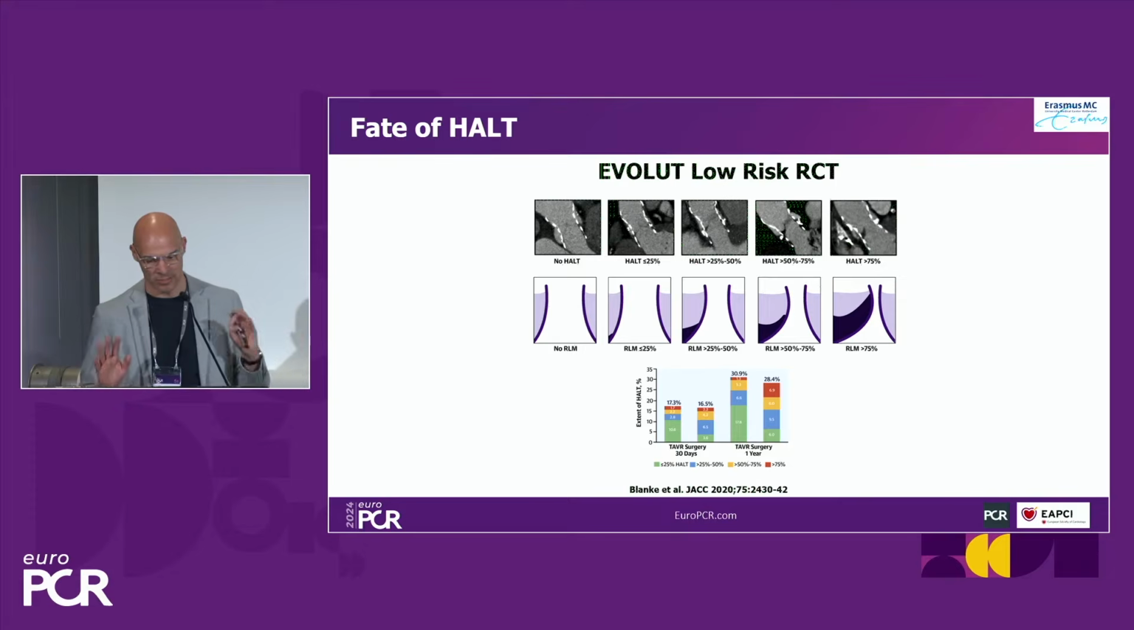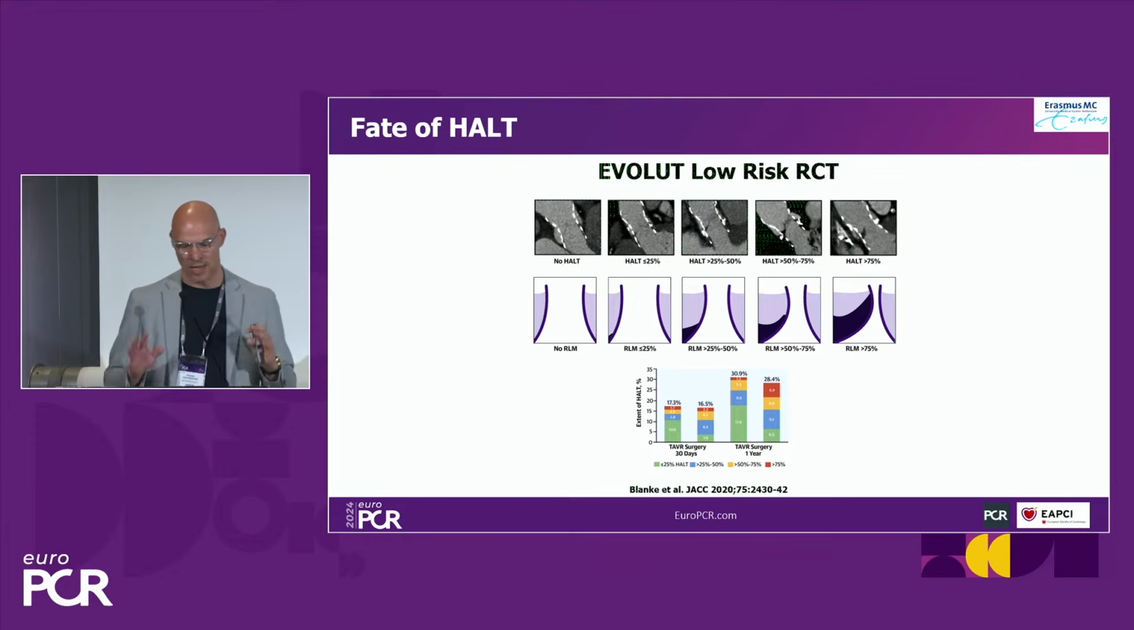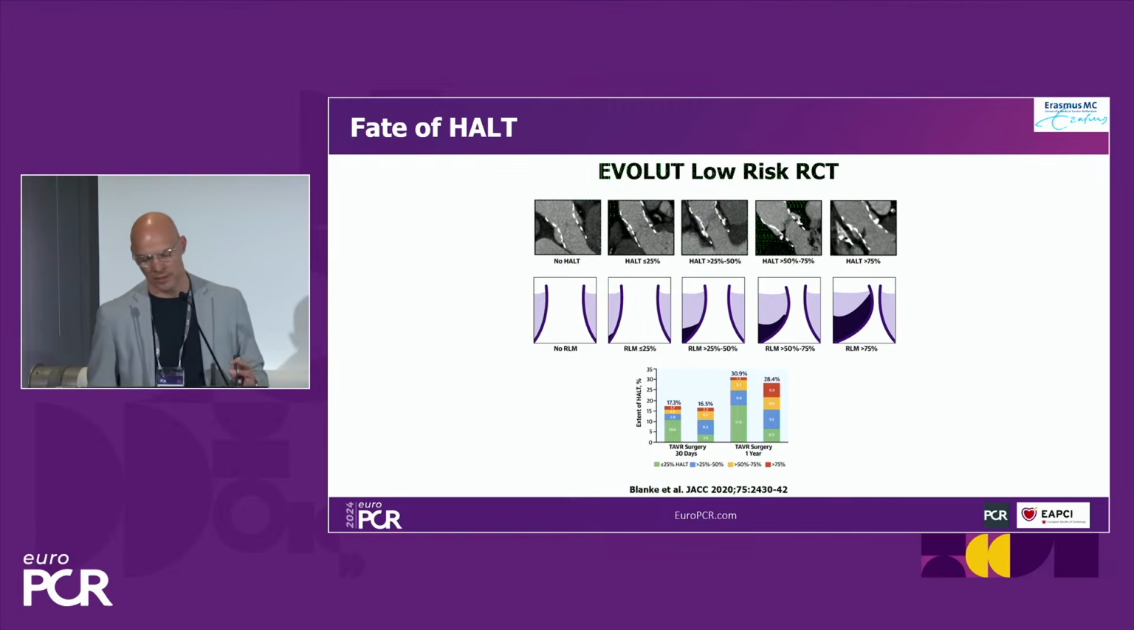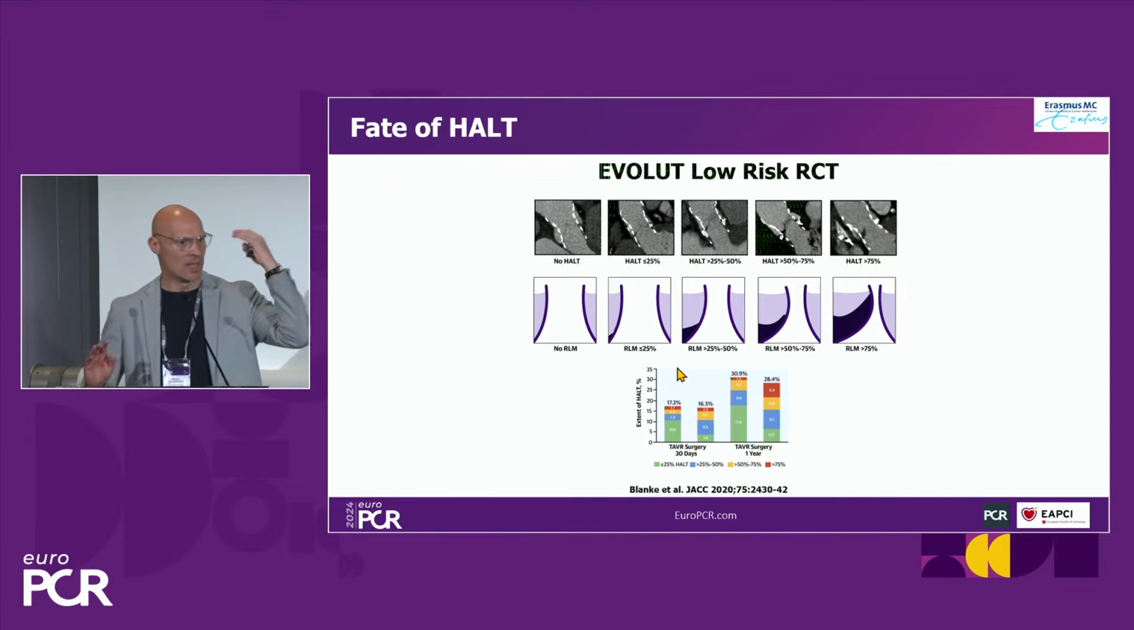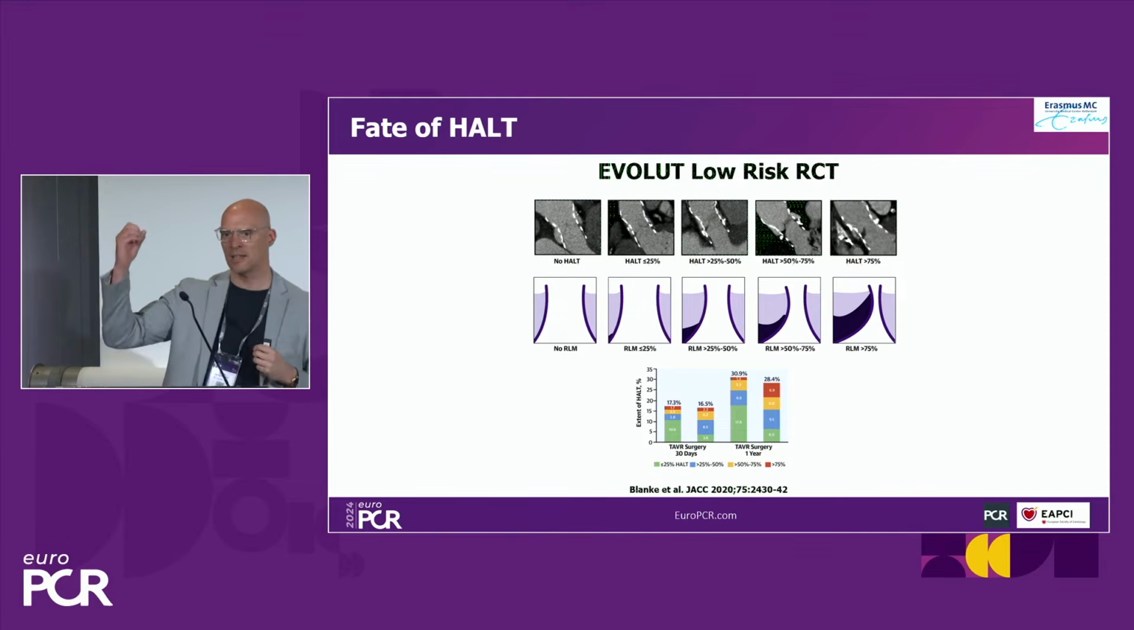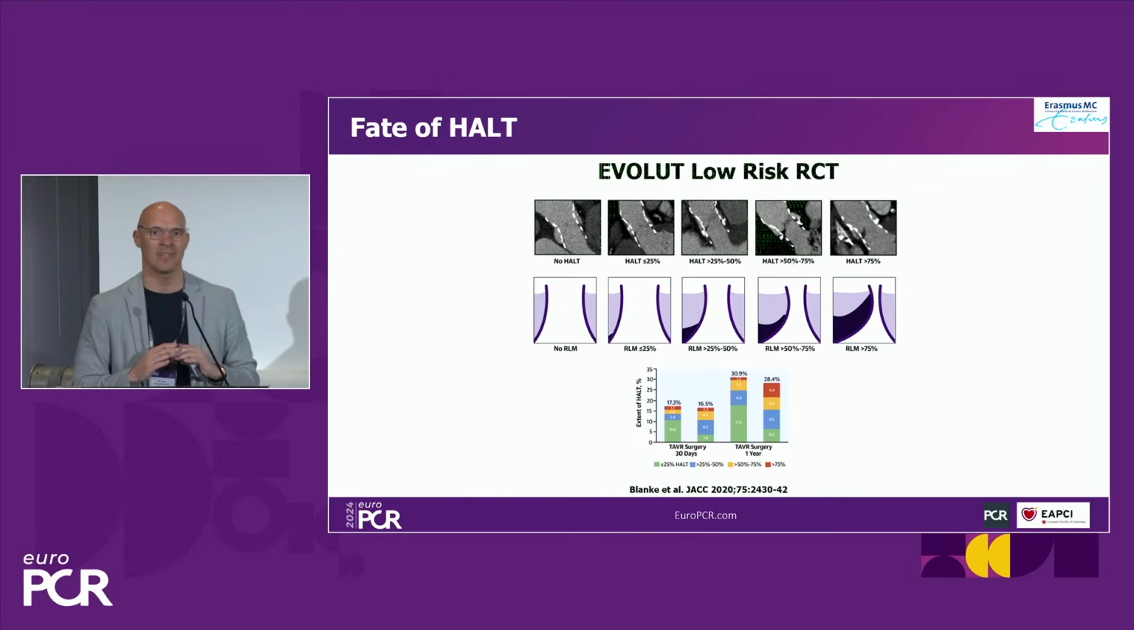What is the fate of HALT? I briefly discussed it already. We have some data from the low-risk trials. This is from the Evolut low-risk trial. There was a subset of those patients who were followed up by CT scanning, and the interesting part is obviously that you then have HALT in surgical patients and in TAVI patients. There is no difference in the incidence of HALT between surgery and Evolut valves. Not at 30 days, also not at 1 year.